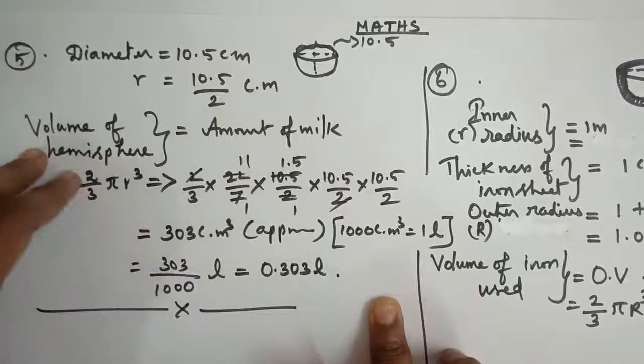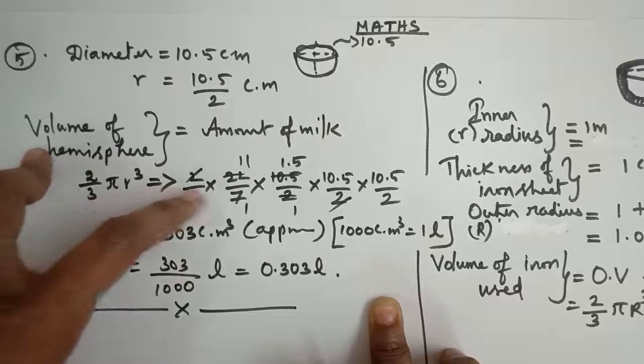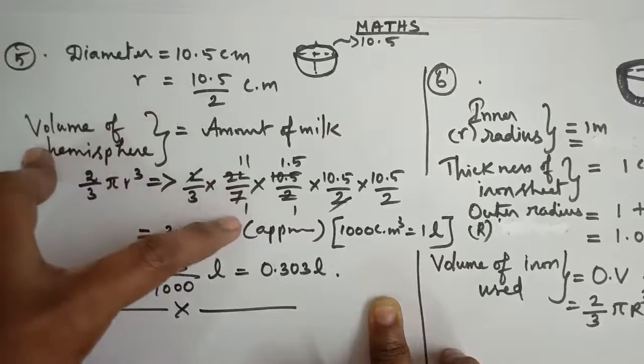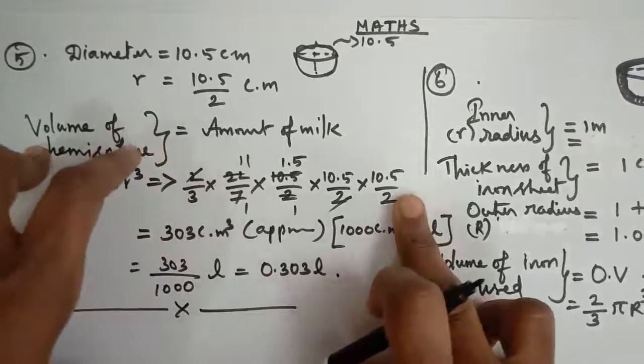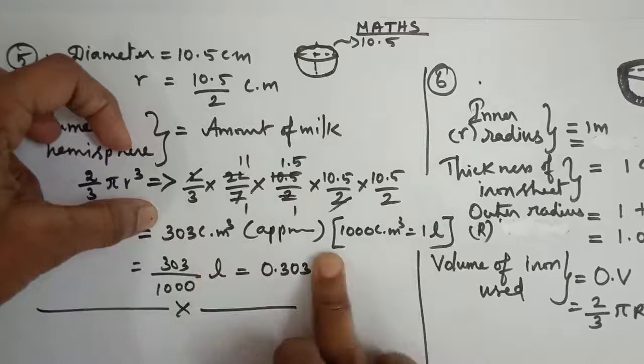So here I have written the formula, volume of hemisphere is 2 by 3 pi r cube. Just put the value here, 2 by 3 into 22 by 7 and this value. At last you have 303 centimeter cube approximately.